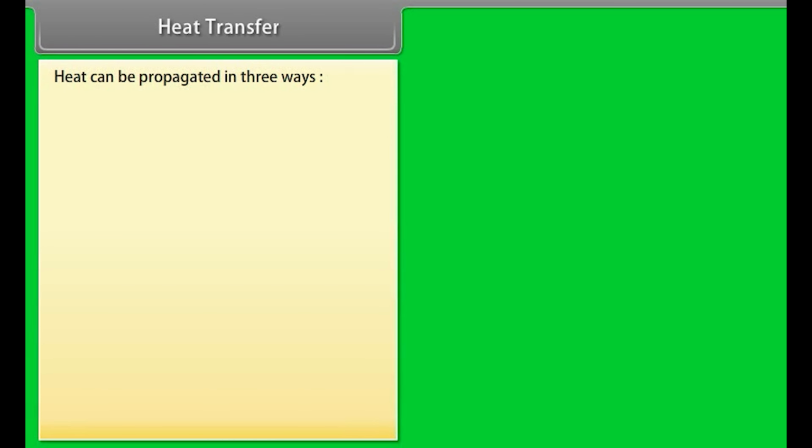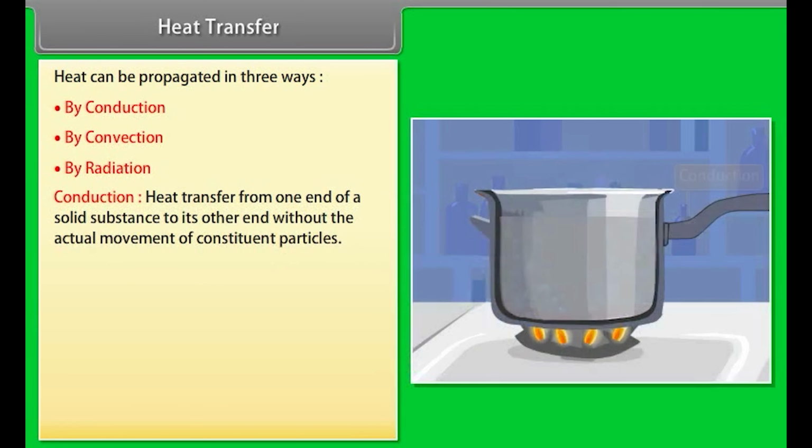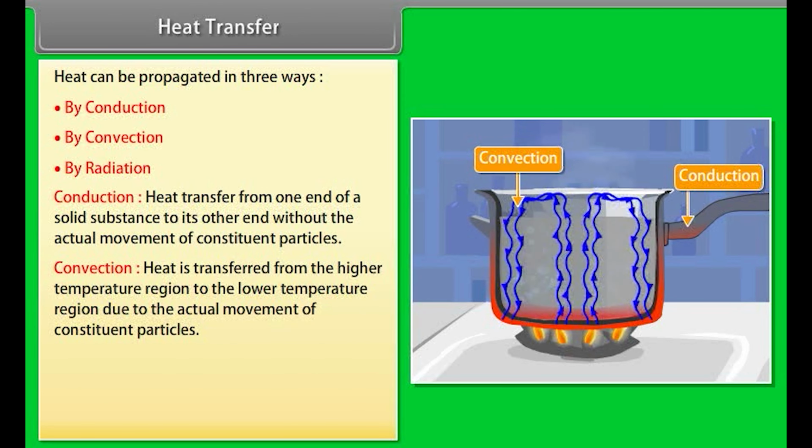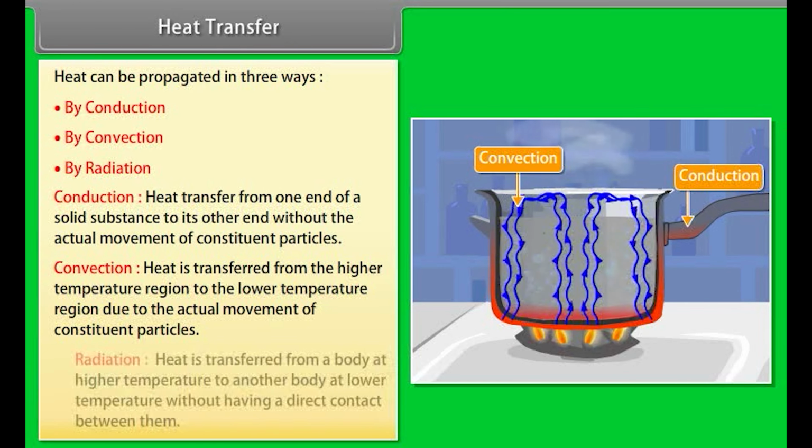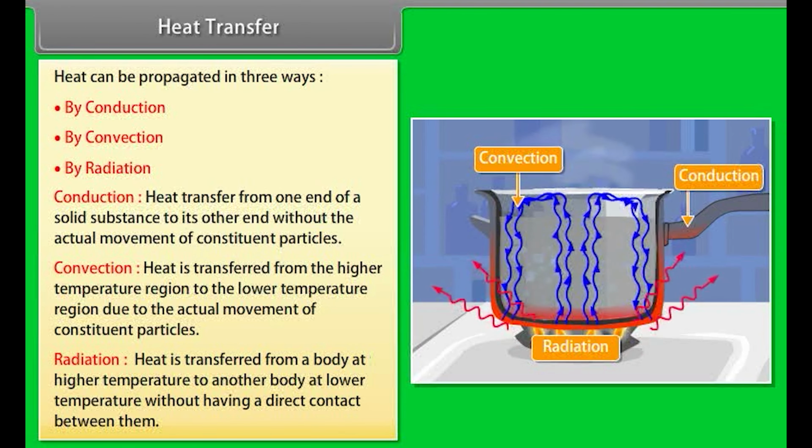Heat transfer. Heat can be propagated in three ways. Number 1, by conduction. Number 2, by convection. Number 3, by radiation. Conduction. Heat transfer from one end of a solid substance to its other end without the actual movement of constituent particles. Convection. Heat is transferred from the higher temperature region to the lower temperature region due to the actual movement of constituent particles. Radiation. Heat is transferred from a body at high temperature to another body at lower temperature without having a direct contact between them.